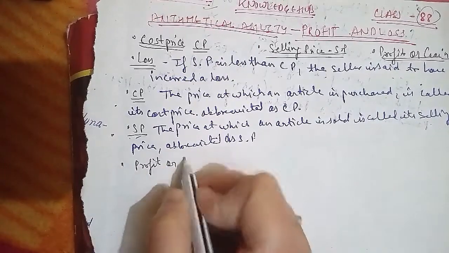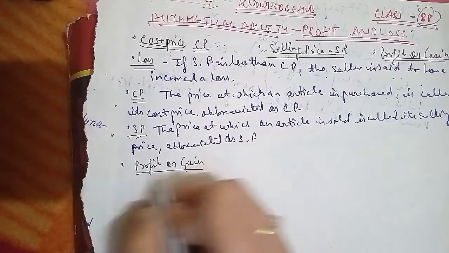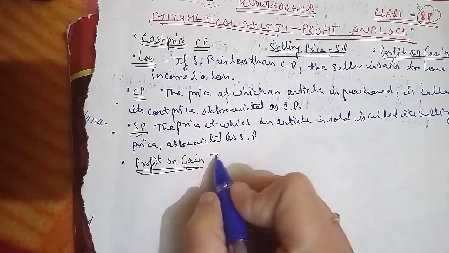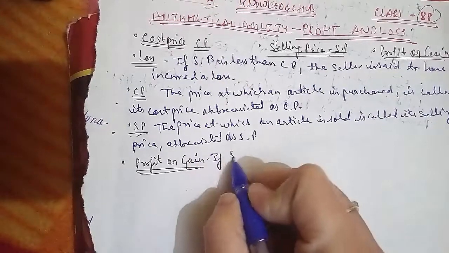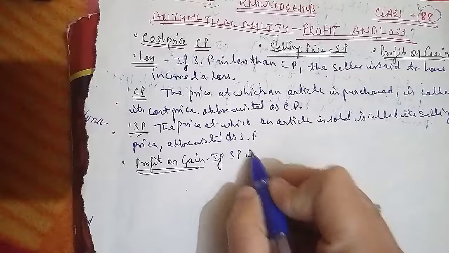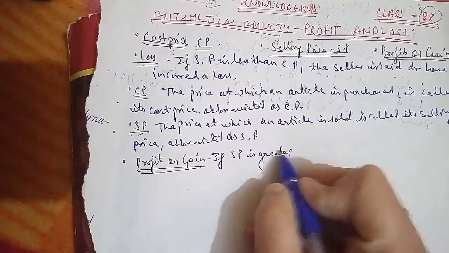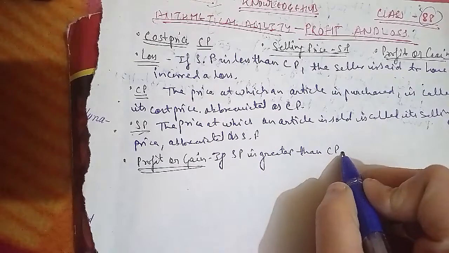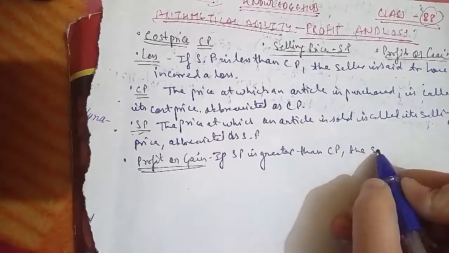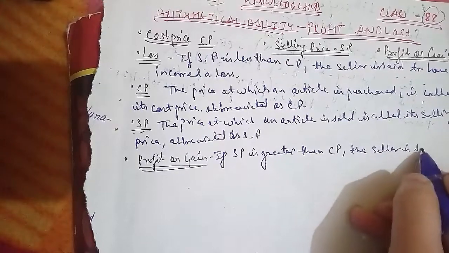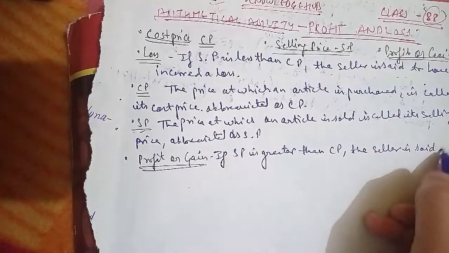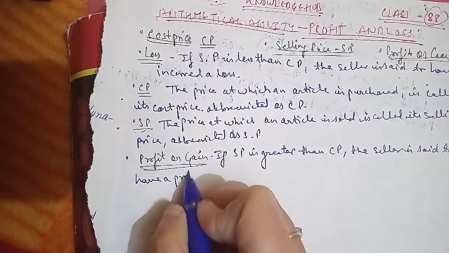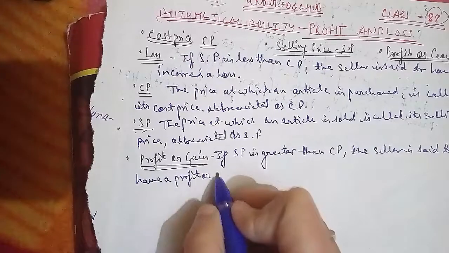Now we talk about profit and loss again. Profit or gain: if SP is greater than CP, the seller is said to have a profit or gain.